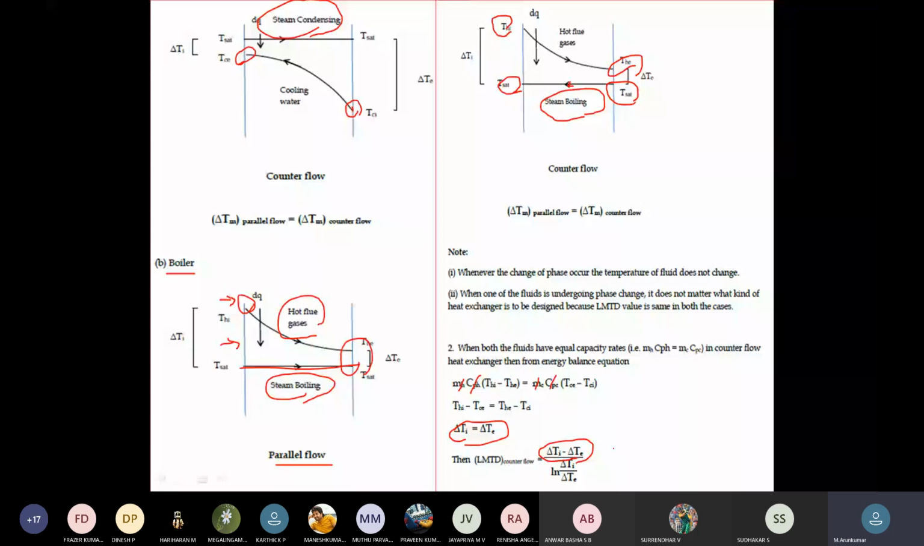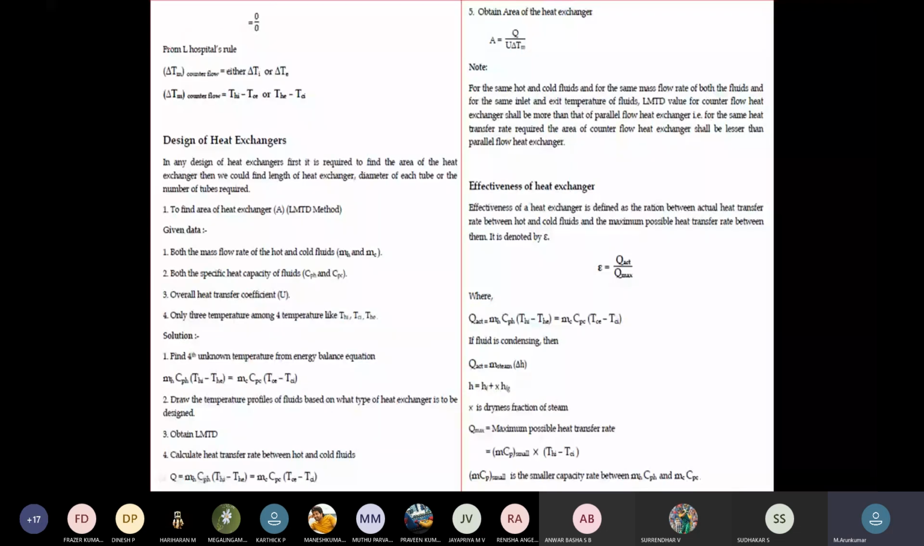If delta Ti is equal to delta Te, then this minus this will be 0, and this divided by this will also be 0. Then we can write the equation as 0 by 0. Then from L'Hospital's rule, the LMTD for counterflow will be either the inlet temperature difference or the exit temperature difference.